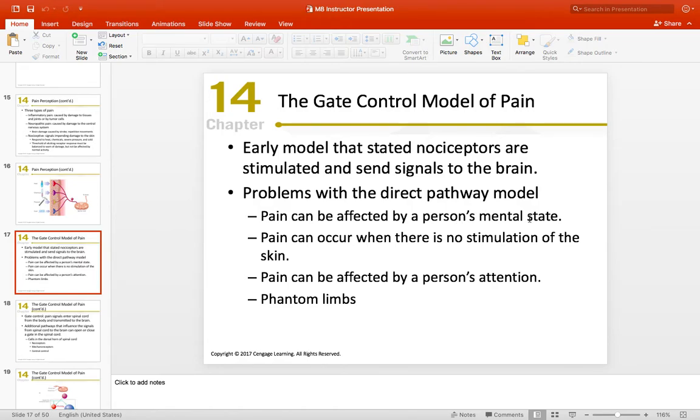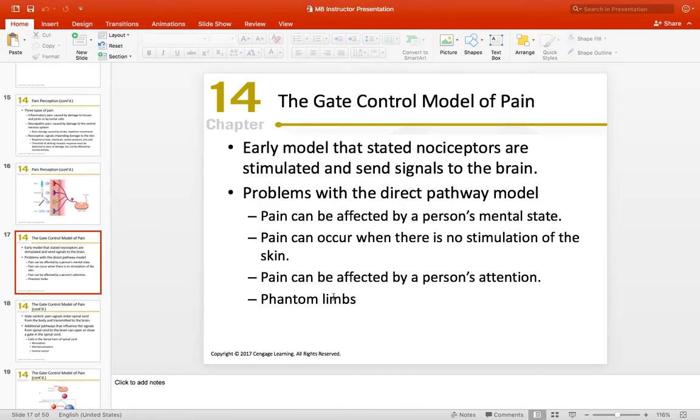So your attention, right here, the attention. I think you've all probably had that experience where, let's say you have a headache, or your eye aches from eye strain or any number of things. And as you get involved in a task, it's like the pain goes away. It's kind of nice. Also, pain can occur when there's no direct stimulation of these nociceptors. So that's kind of interesting. How do you account for all of these things? Well, it turns out it's rather complicated.